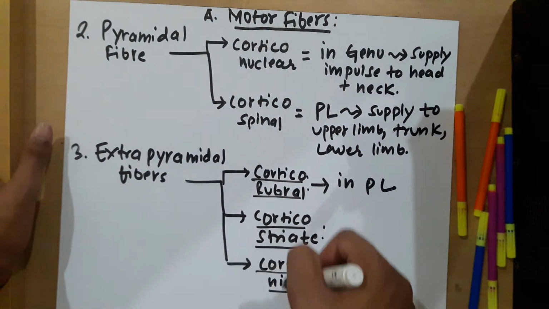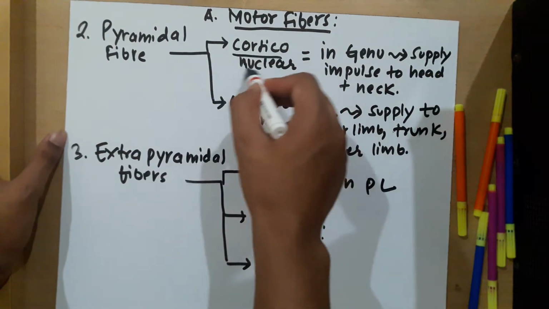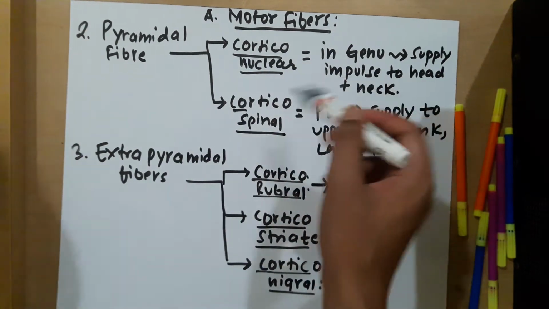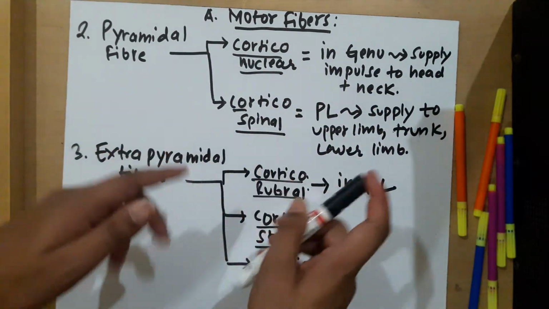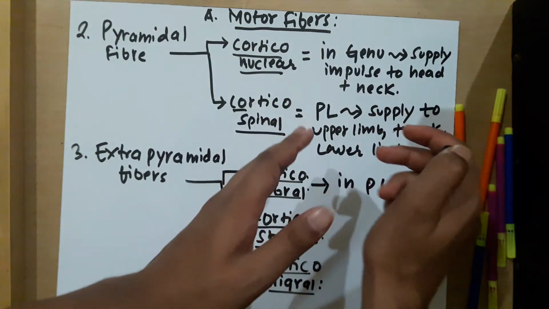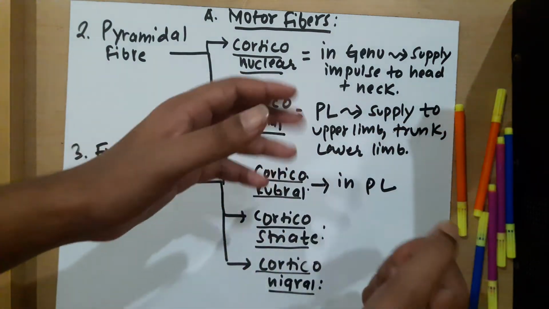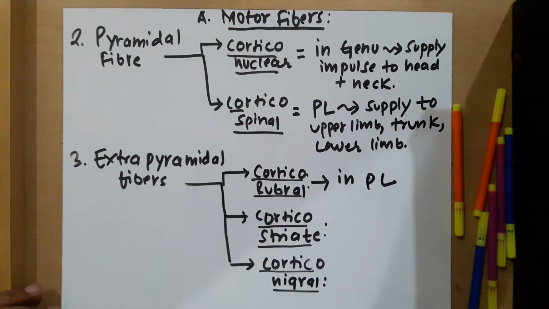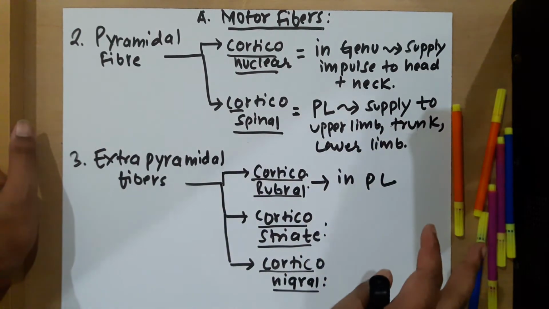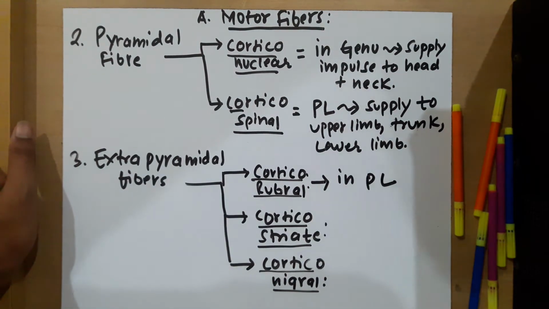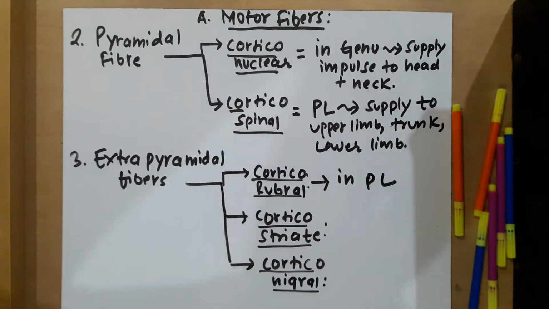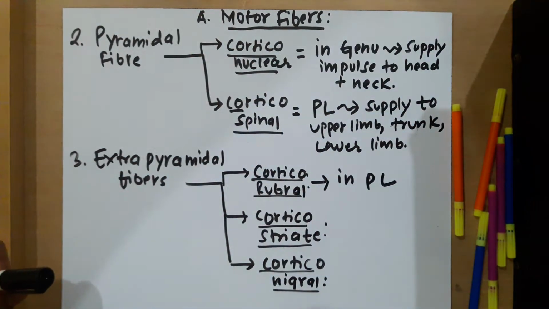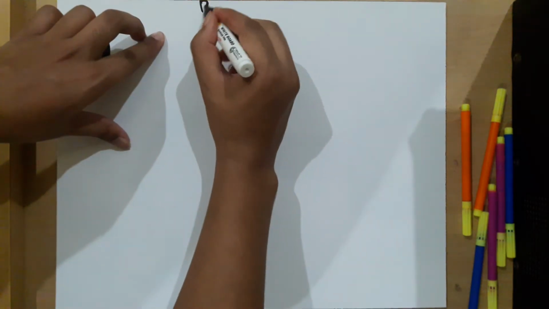These are the extrapyramidal fibers, and among the pyramidal fibers are the corticonuclear and corticospinal. The corticonuclear is present in the genu, supplying impulse to the head and neck, while the corticospinal is present in the posterior limb and supplies impulse to the upper limb, trunk and the lower limb. So these are the motor fibers. After this we shall discuss the sensory fibers and then draw a figure showing the location of these fibers. Now, sensory fibers.